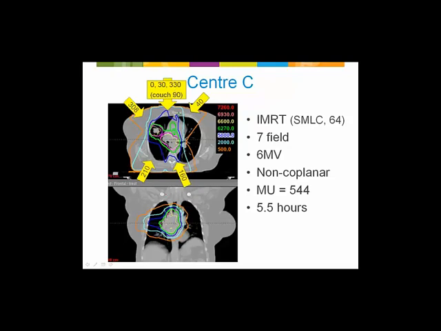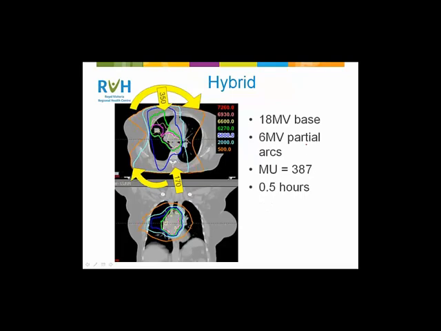Okay, so the dosimetric parameters for comparison here quickly. The coverage was similar between them all in terms of the volume getting 95% of the dose. The volume getting 105% was a little bit hotter in the IMRT plans than it was in the hybrid or the 3D conformal. So the uniformity is a little bit better in hybrid and conformal planning.